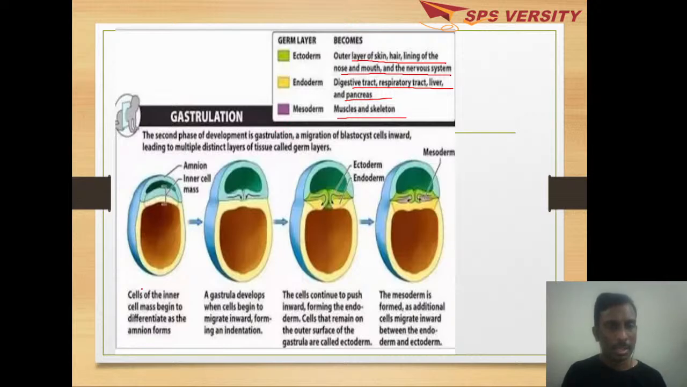Here you can see the cells of the inner mass, which will differentiate to form the amnion. Okay. So here you can see the gastrula develops when cells begin to migrate inward and form an indentation. Due to this inward movement, the cells form endoderm. Cells that remain on the outer surface are ectoderm. This is ectoderm, this is endoderm. Between them, mesoderm is formed.